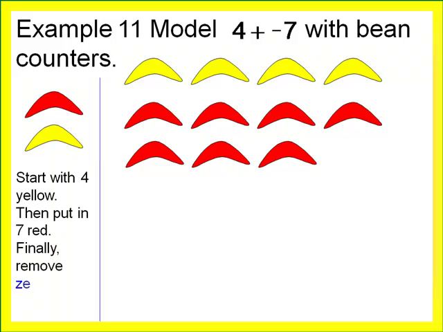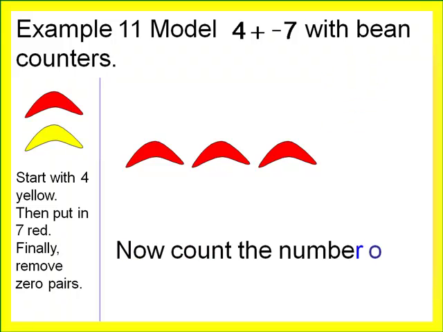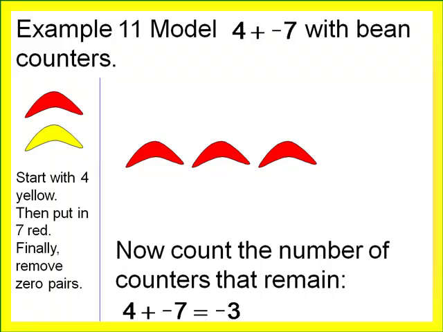Let's remove our 0 pairs from the workspace. Now count what remains in the workspace. There are 3 counters. They're red. So 4 plus negative 7 equals negative 3.